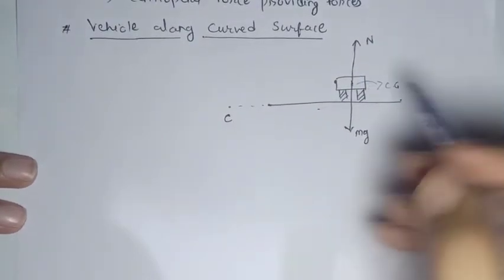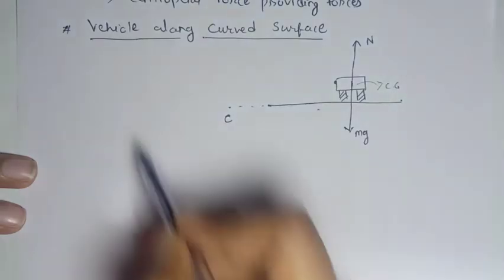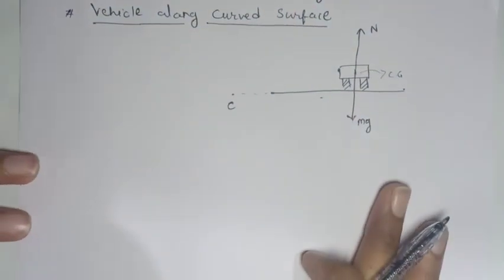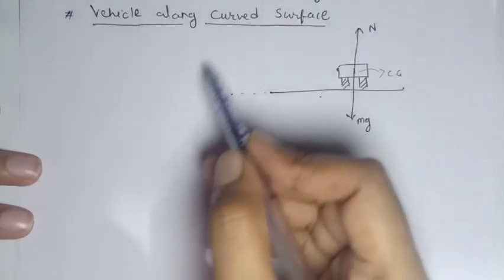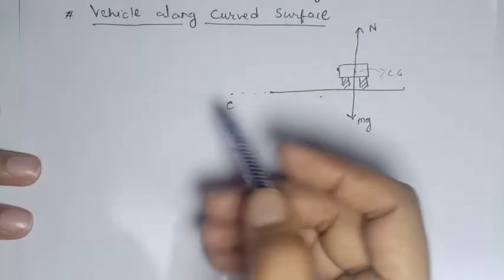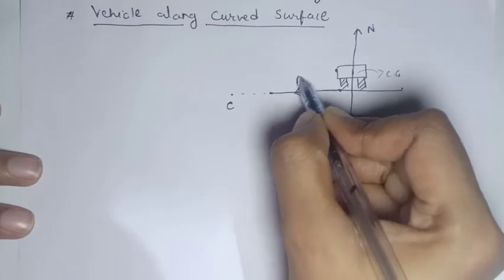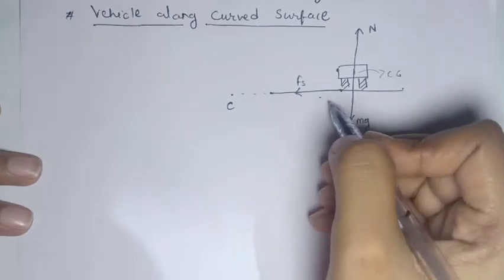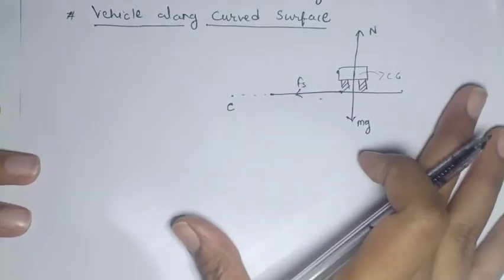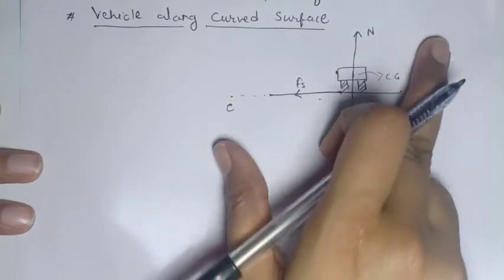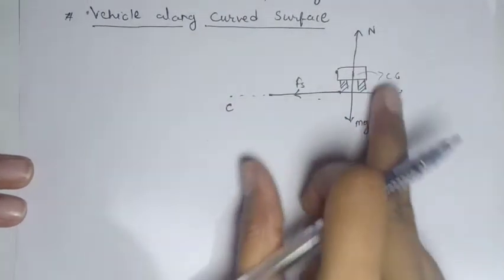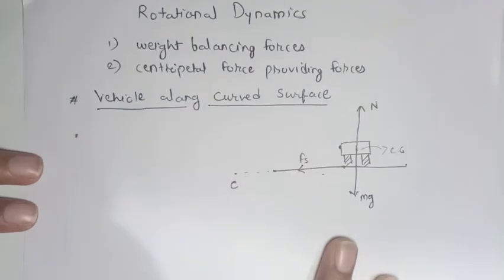Then after that, this object is performing circular motion, and that circular motion is provided by frictional force. So frictional force between tire and road. Okay, so we have done with this. We have done all the forces acting on the body. So what is your first task?